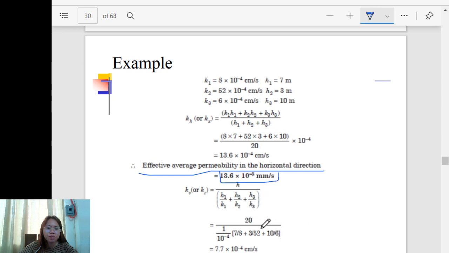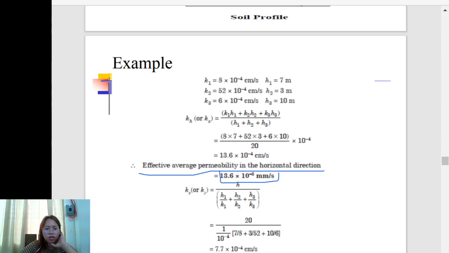So 20 over, separate the 10 to the negative 4 because these all are 10 to the negative 4, times 7, the first height, over 8, plus 3 over 52, plus 10 over 6. So the answer, in terms of millimeter per second, is 7.7 times 10 to the negative 8 millimeter per second for the effective average permeability in the vertical direction.